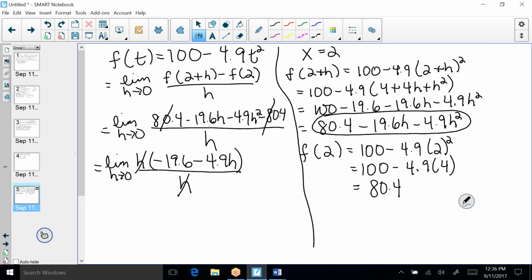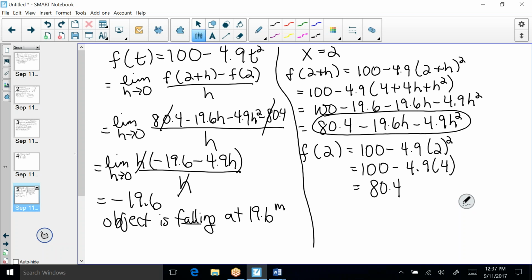We can take the limit as h goes to 0. So we're going to try and plug that 0 in, which we can do. And our limit is equal to negative 19.6. And what does that negative represent? Why is it negative? Does that make sense? So it's the direction. It means that that object is falling. So the object is falling at 19.6, and then what are the units going to be in this one? So meters per second, right? Okay. Any question on that?